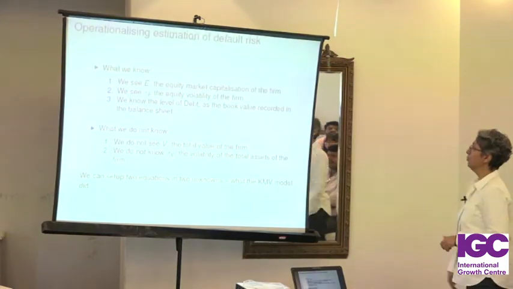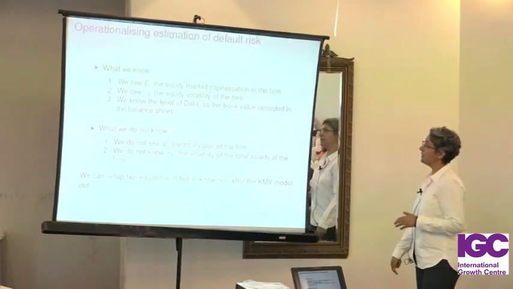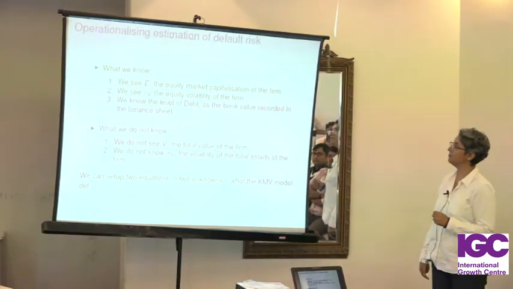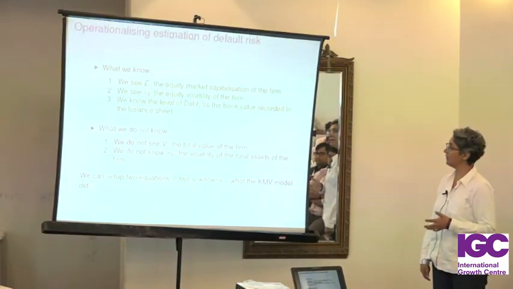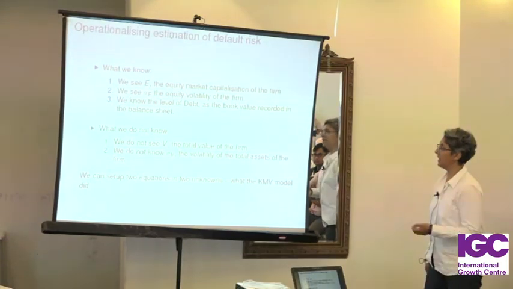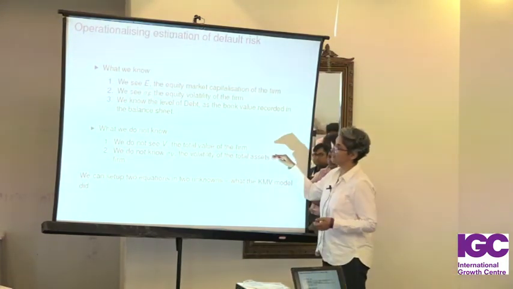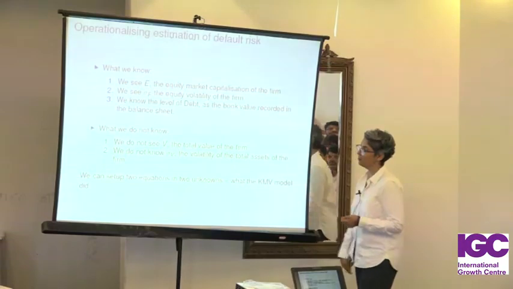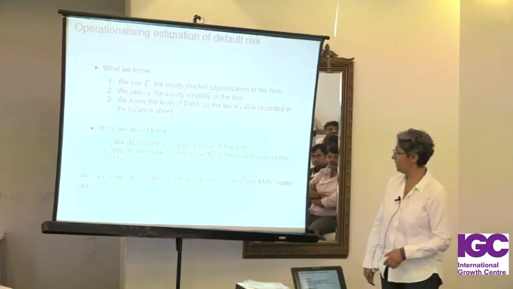Operationalizing Merton, what we know is that we can see the equity market capitalization of the firm. We can see the volatility of the equity of the firm. We know the level of debt. What we do not know is the value of the firm, and we do not know the sigma or the volatility of the value of the firm.